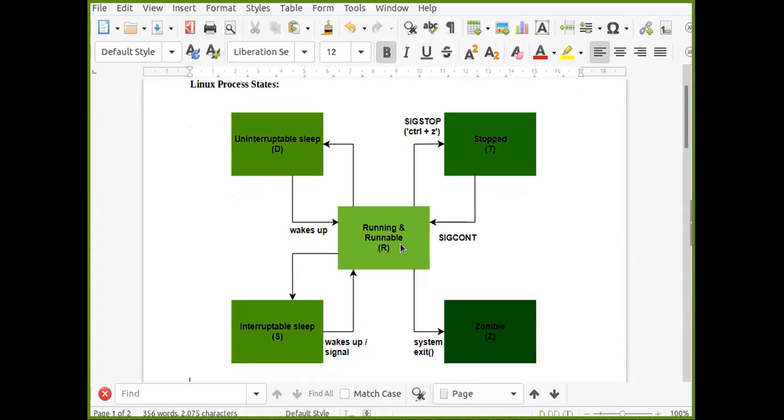But just to get an idea, in Linux, running and runnable is a common state that is called R. Either process is running or it is runnable. Why? Because it is using round robin. So we'll discuss that. But in Linux it is running and runnable, common state, that is R state.